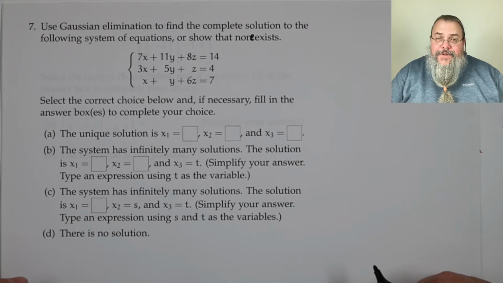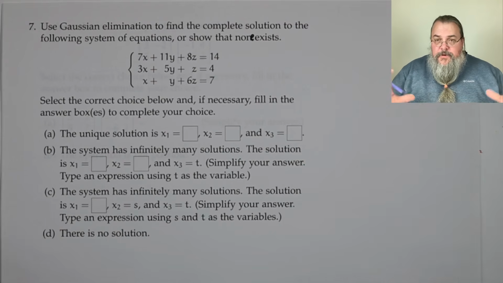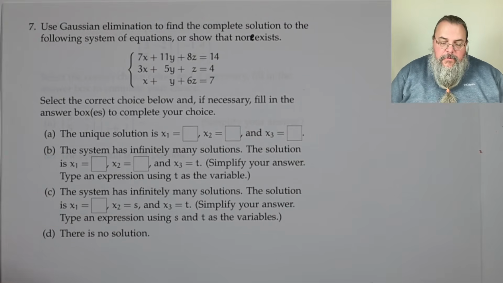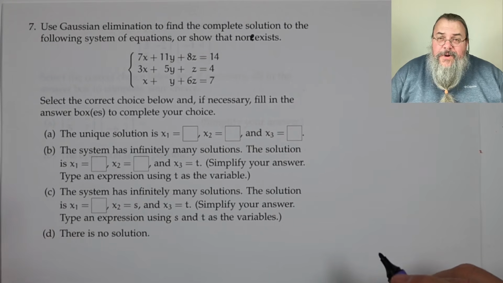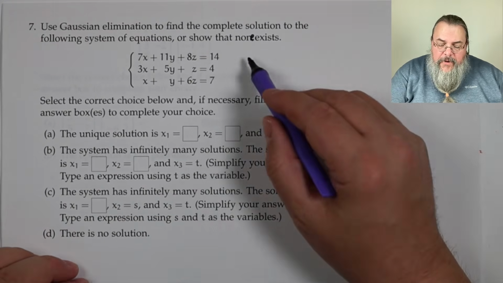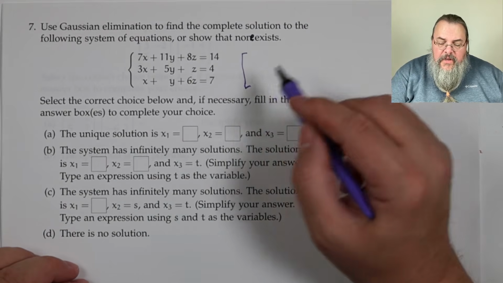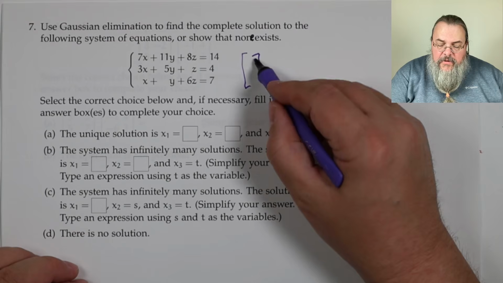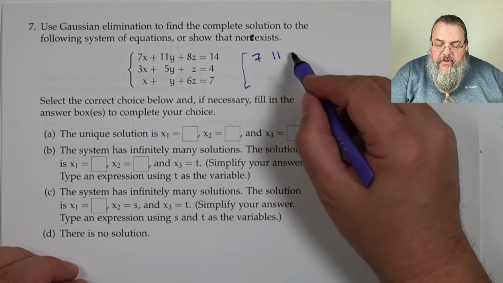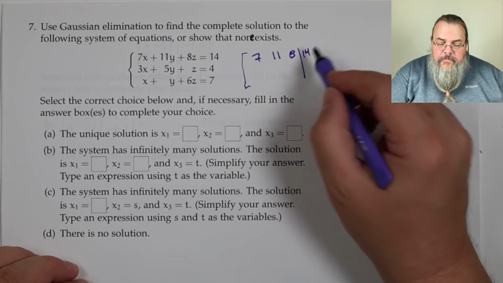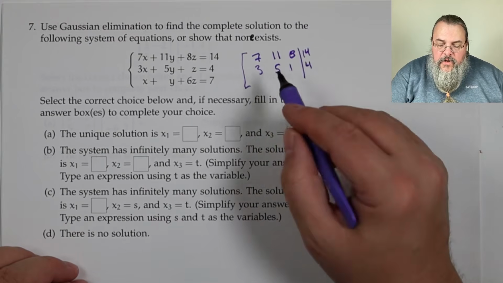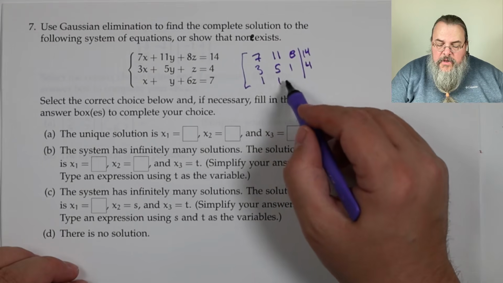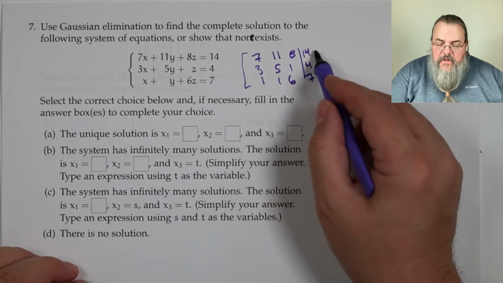Okay, so how do we do that? We can turn things into an augmented matrix and work from there. We could just work with the equations themselves, but I'll go ahead and write it into an augmented matrix just so we can get more practice with that. 7, 11, 8, 14, 3, 5, 1, 4, 1, 1, 6, 7.